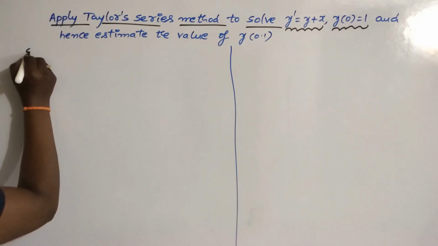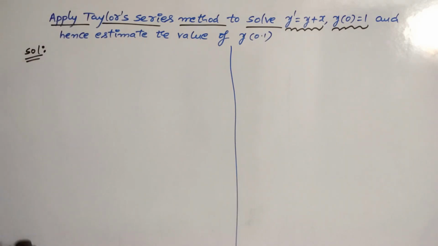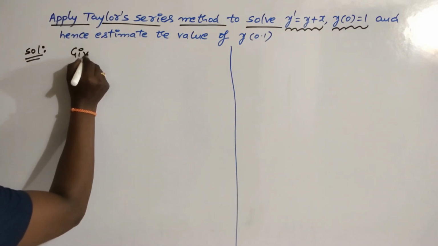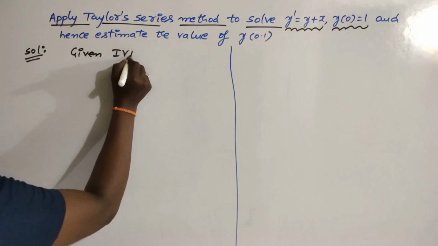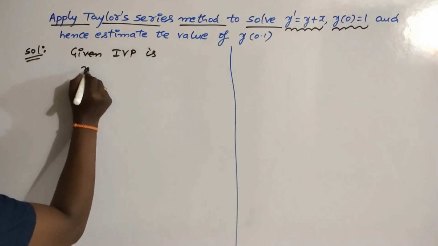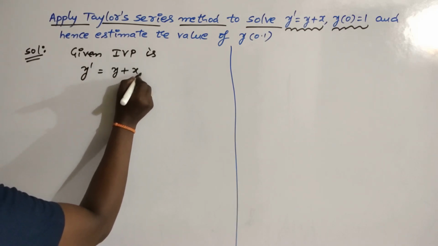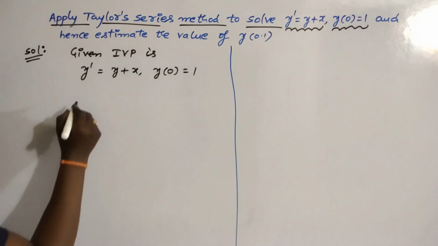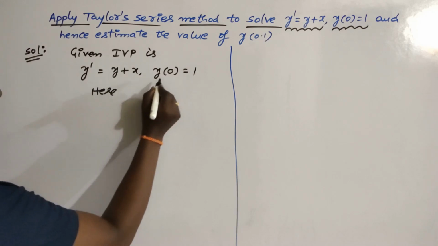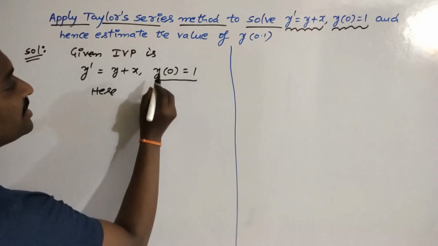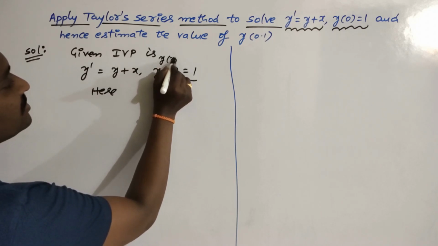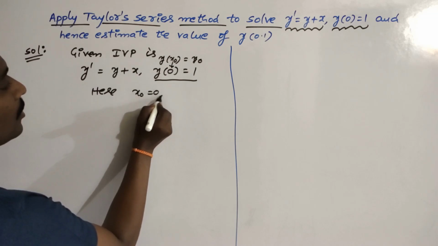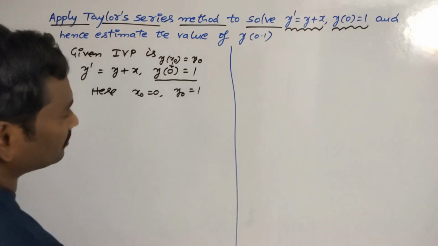Once again I will write the given initial value problem in the solution. The given initial value problem is y dash is equal to y plus x with the condition y at 0 is equal to 1. Here, compare the given condition with the general form. What is it? Y at x naught is equal to y naught. So x naught value is 0 and y naught value is 1.